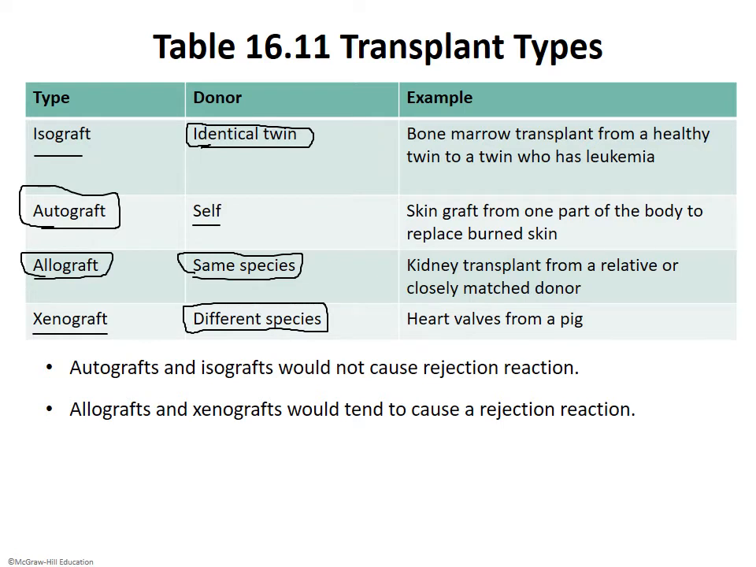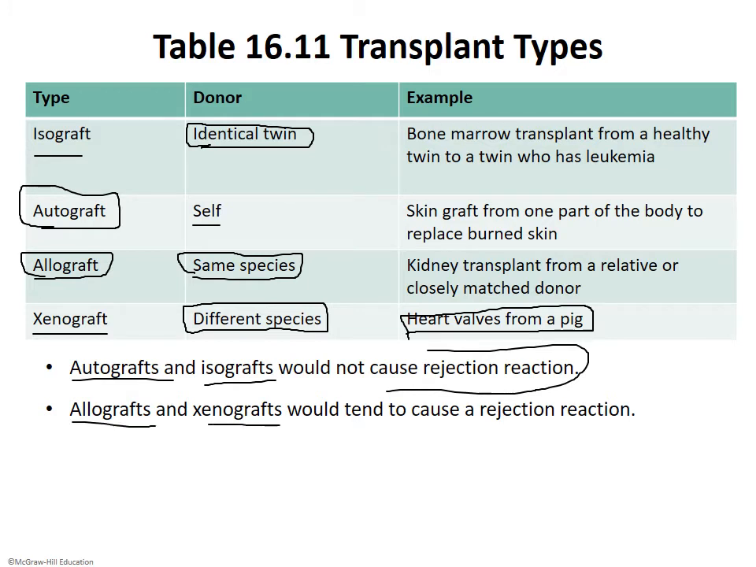And oddly enough, pigs end up having a very similar type of MHC in their bodies, particularly their heart. So their heart valves are things that can be used as transplants. So autografts and isografts would not cause tissue rejection. Allografts and xenografts always carry a chance of a rejection reaction.